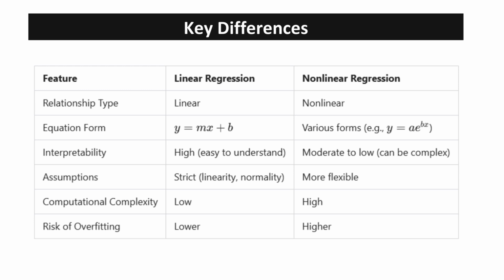Linear regression uses a simple equation like y equals mx plus b, where the slope and intercept are easy to interpret. Nonlinear regression uses more complex equations such as exponential, logarithmic, or polynomial forms. In terms of interpretability, linear regression is highly interpretable. On the other hand, the parameters in nonlinear regression may not have straightforward interpretations, especially in complex models.